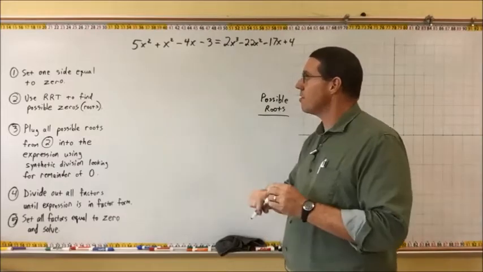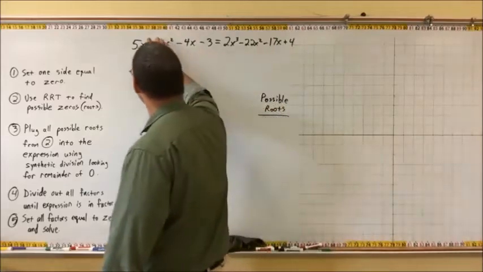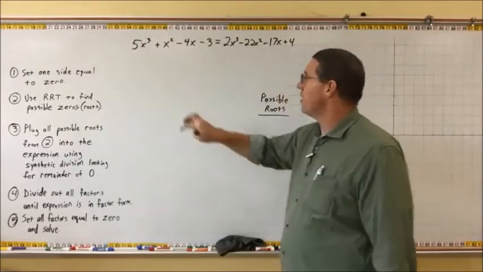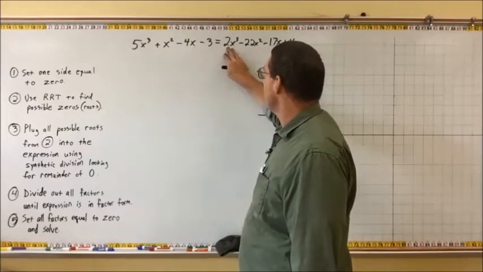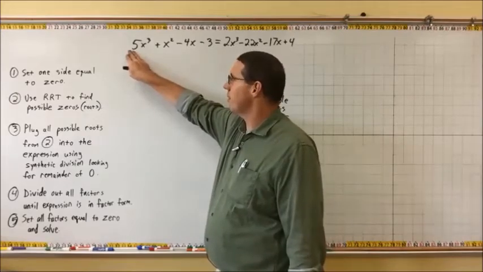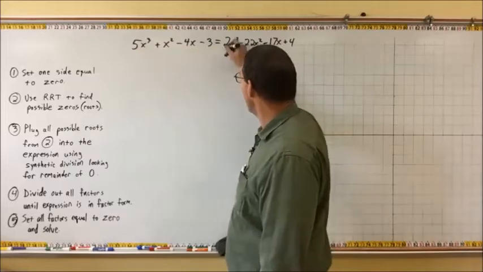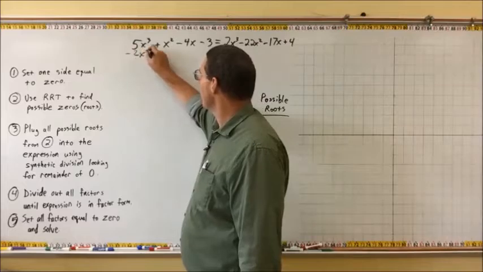Step 1 says set one side of the equation equal to 0. Well, we have, oh, this is supposed to be a 5x to the third. Sorry about that. 5x to the third. Okay, so here we got a 5x to the third, and we've got a 2x to the third over here. I want my coefficient to be a positive number. So I'm going to move this stuff over to this side. I'm going to subtract 2x to the third here and subtract 2x to the third here.